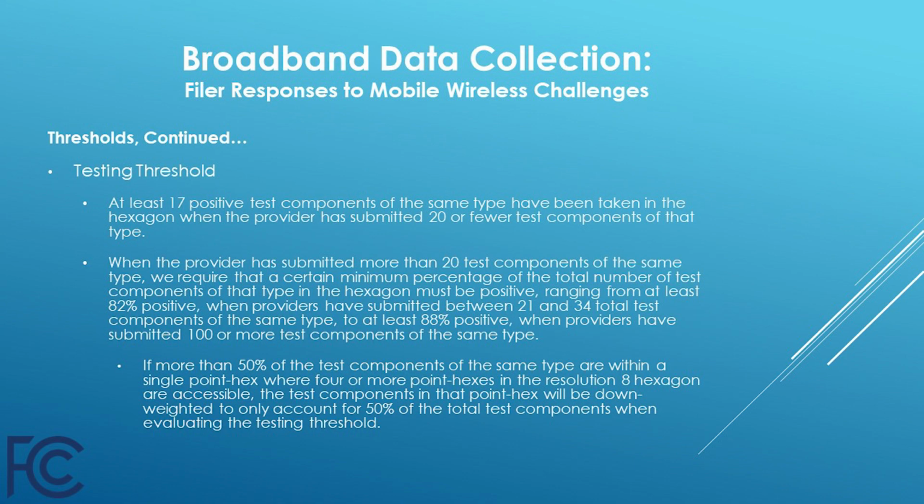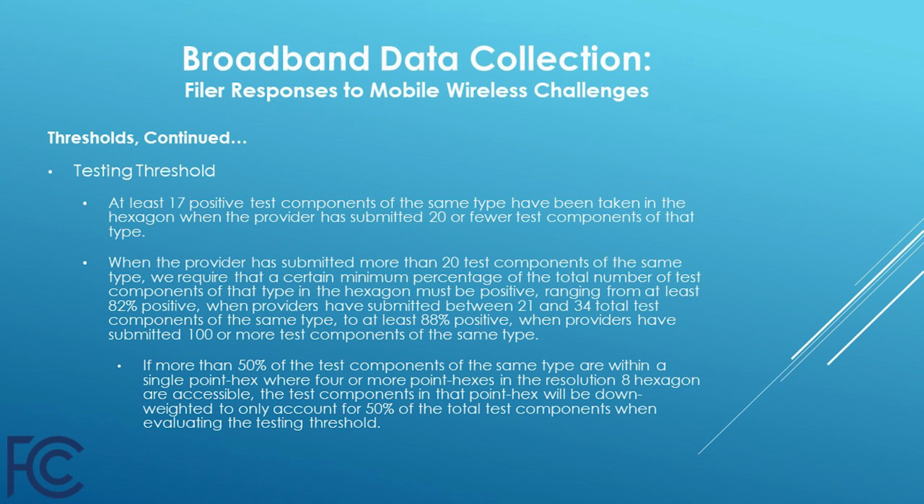Testing threshold. There must be a sufficient number of tests in the hexagon. Challenged providers must demonstrate statistically significant evidence that coverage is adequate to overturn a challenge using on-the-ground speed tests based on the same statistical significance analysis used for determining challenges for both upload and download components. Specifically, in order for the testing threshold for a resolution 8 hexagon to be met, we require that at least 17 positive test components of the same type have been taken in the hexagon when the provider has submitted 20 or fewer test components of that type.